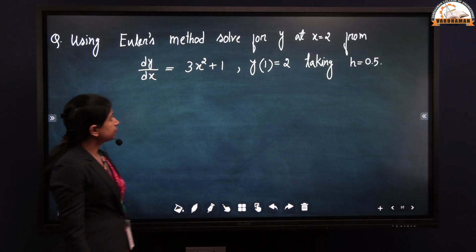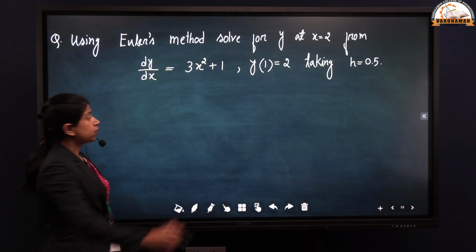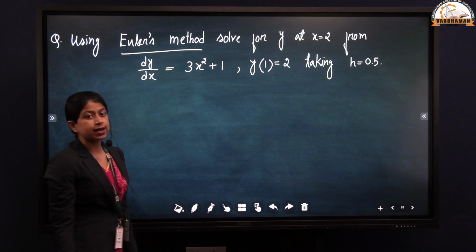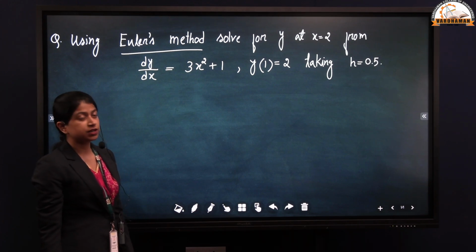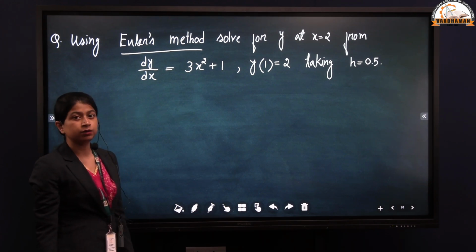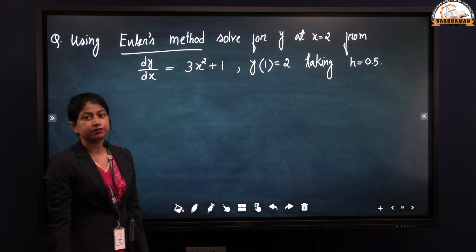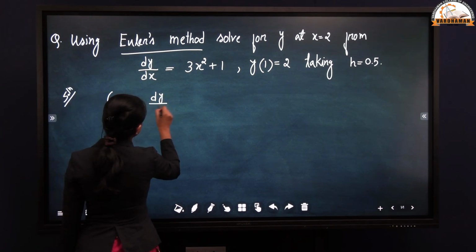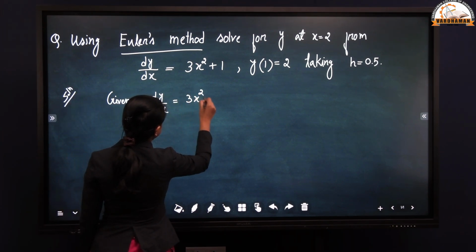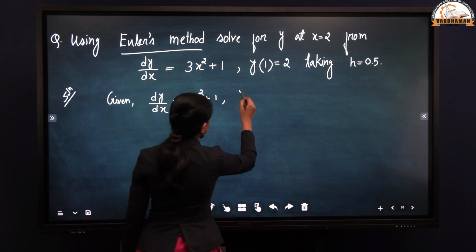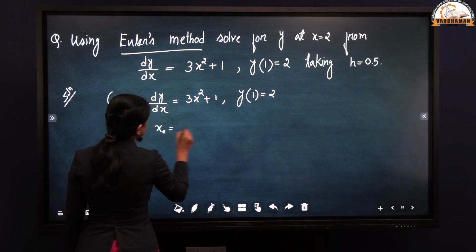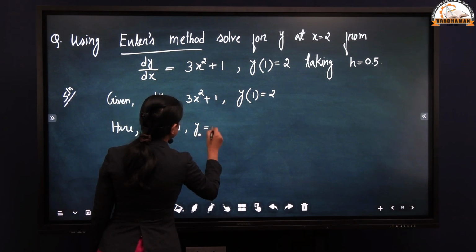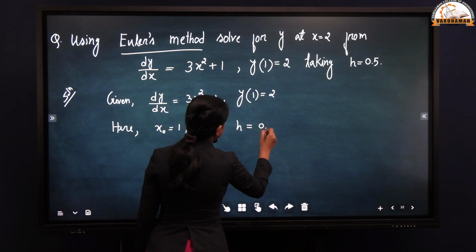Now look at this second problem where we need to use Euler's method to solve for y at x equal to 2. From dy by dx is equal to 3x square plus 1 and the initial condition is given as y at x equal to 1 equal to 2. H is 0.5. Given dy by dx equal to 3x square plus 1 with the initial condition y at 1 equal to 2. Here x naught is 1, y naught is 2 and h is 0.5.